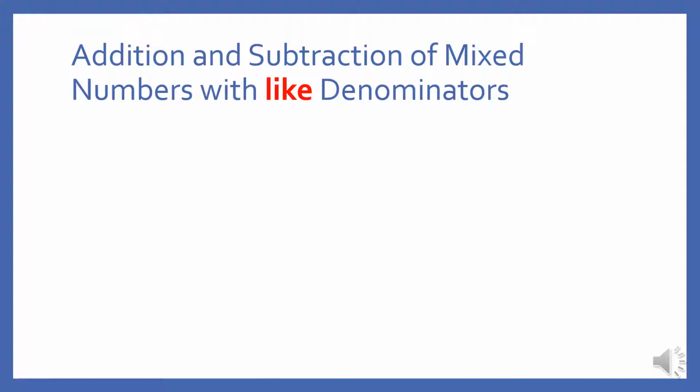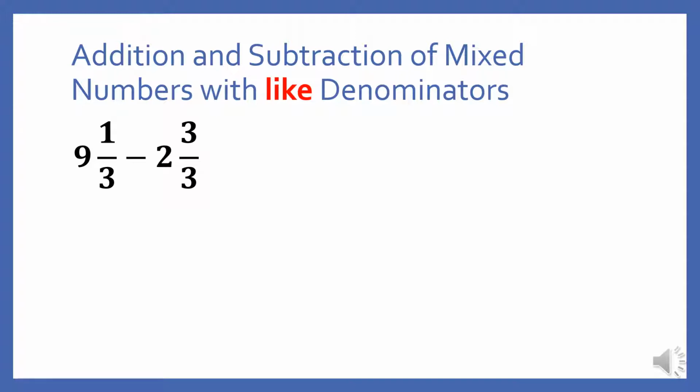Now we're going to add and subtract mixed numbers with like denominators. Now there are two ways we can do this. All right, I'm going to show you the first method that we can use. Before we add or subtract mixed numbers, we can convert these mixed numbers to improper fractions before we add or subtract them. So let me show you.